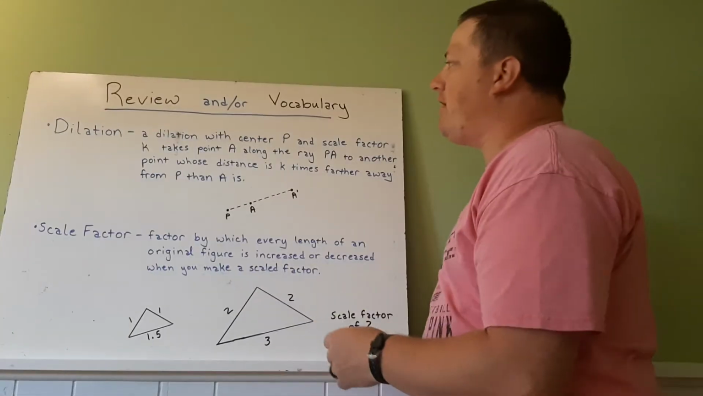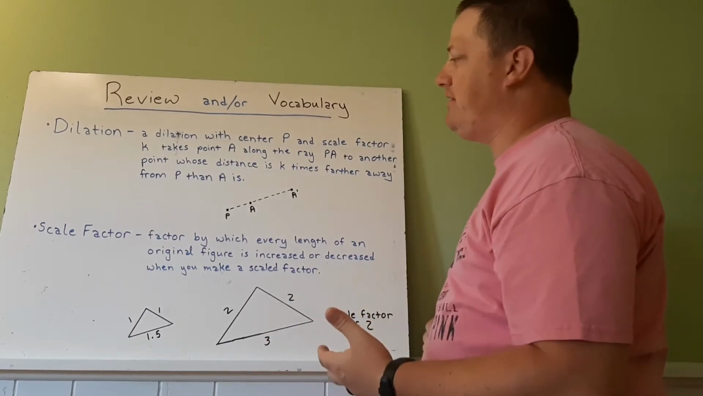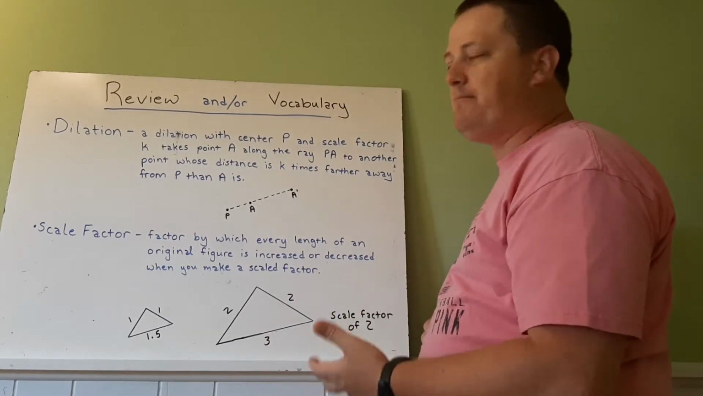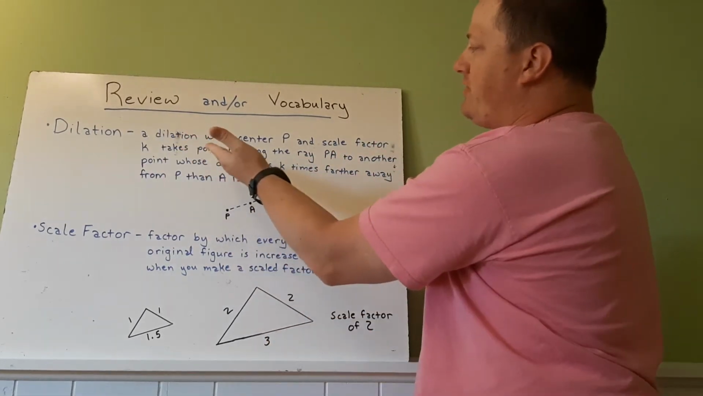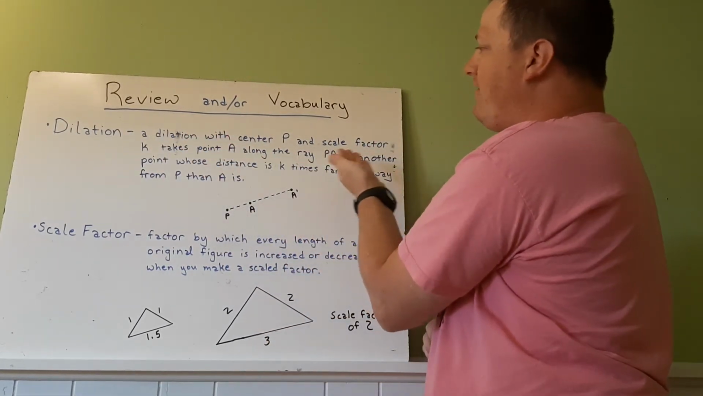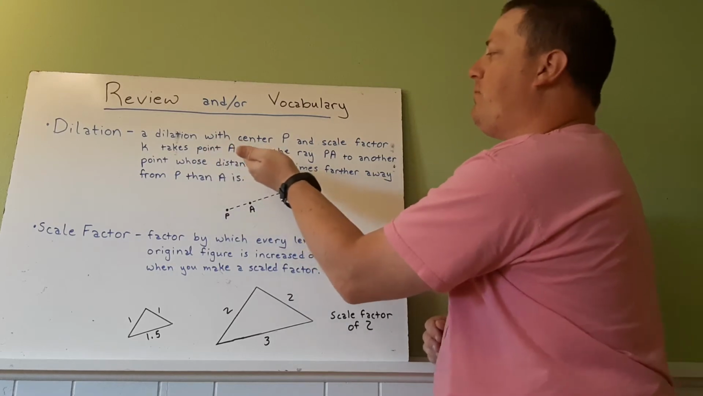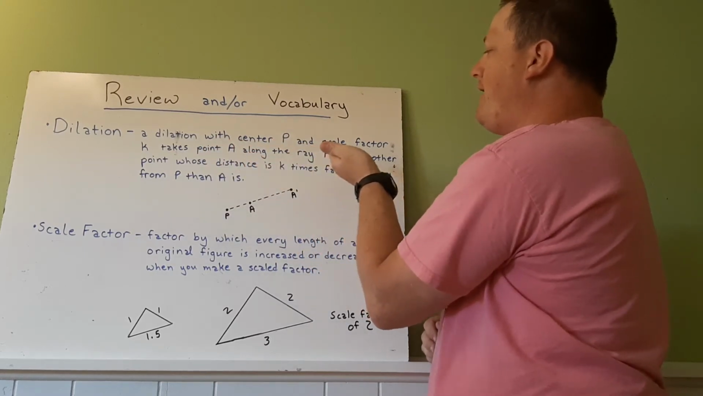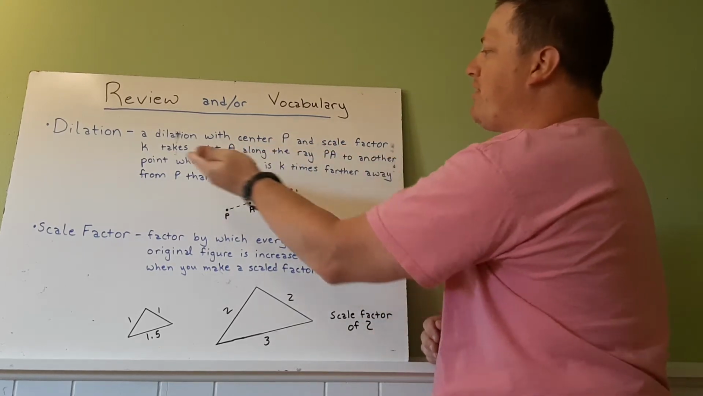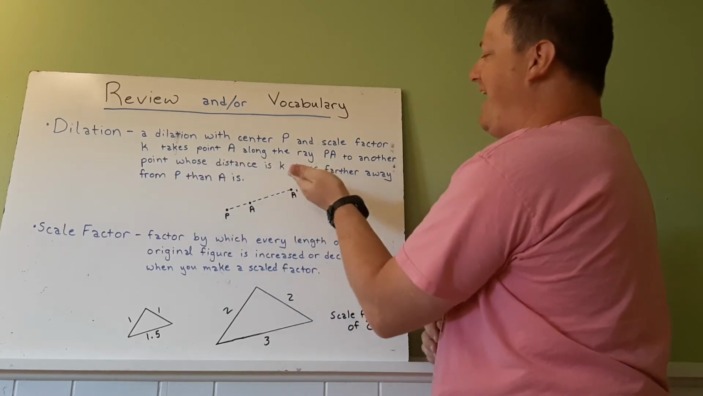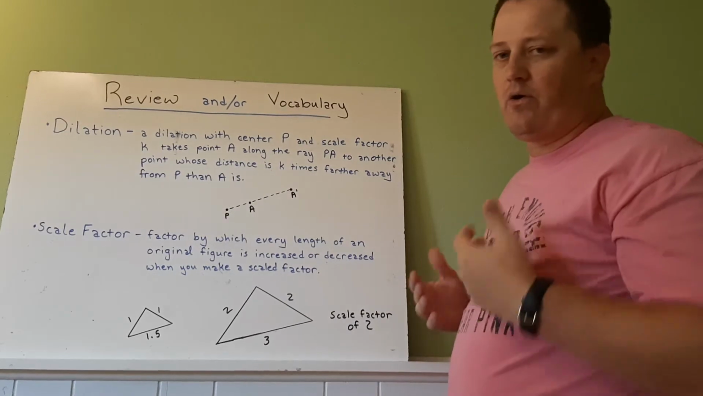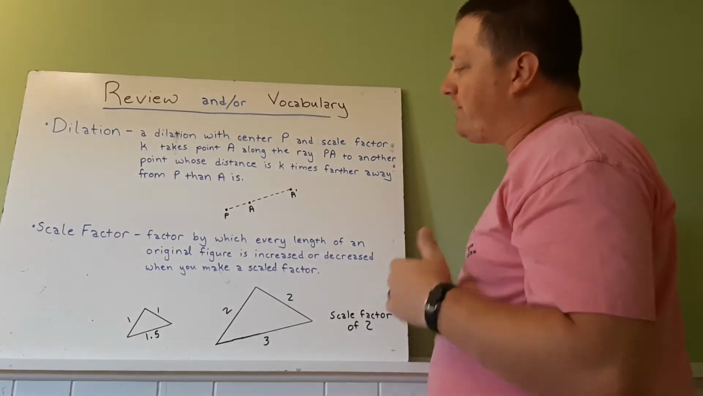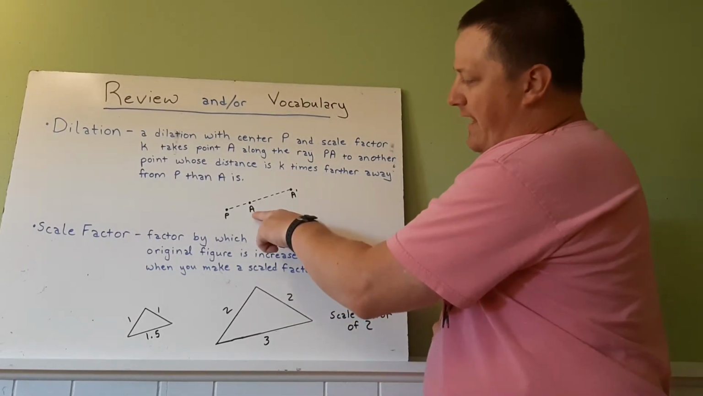All right, so our vocabulary for this lesson, we have two main vocabulary terms. We have dilation. A dilation with the center P and scale factor K takes point A along the ray PA to another point whose distance is K times farther away from P than A is. Okay, that's a lot. What's going on here is we have the point A.